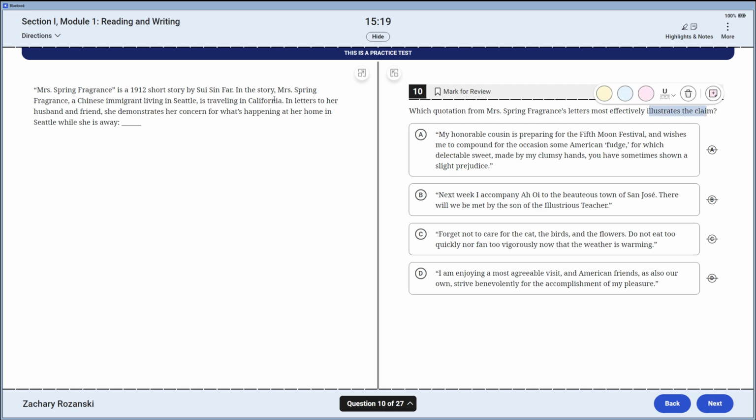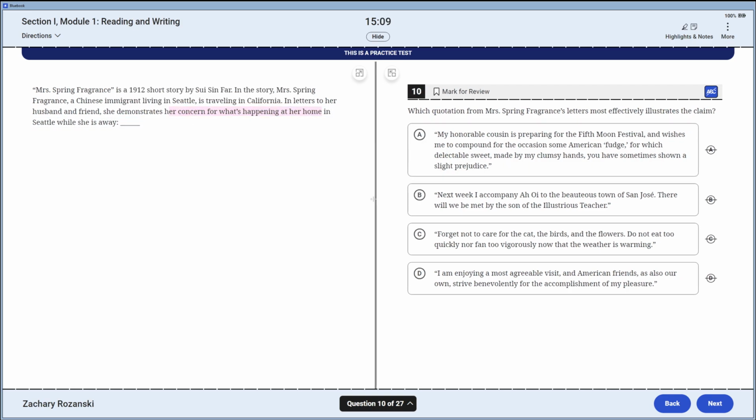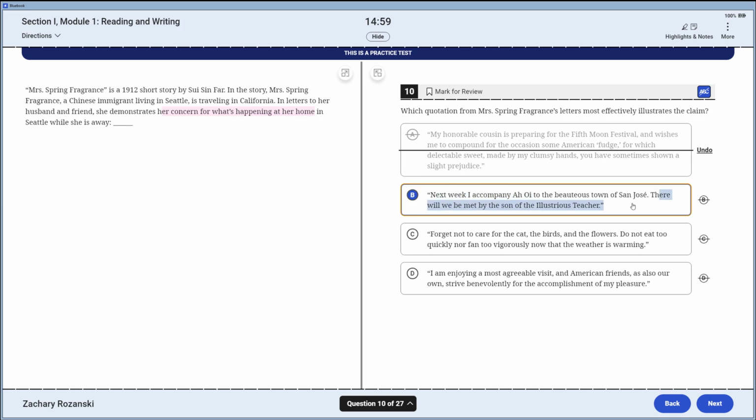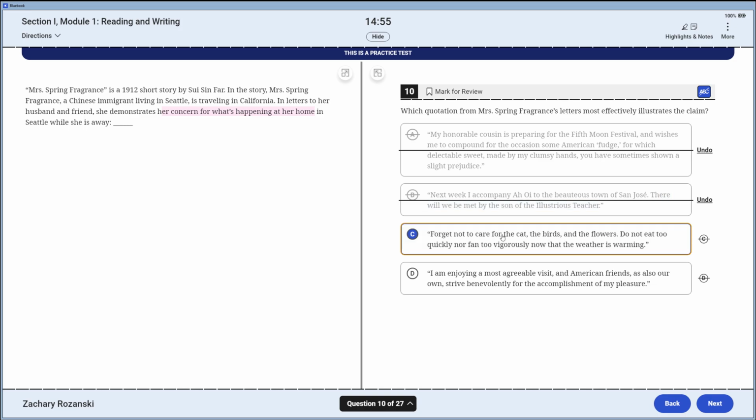We're trying to support a claim. What's my claim? In her letters to her husband and friend, she demonstrates her concern for what's happening at her home while she's away. My most honorable cousin is preparing for me a festival in which this is about her place while she's there. That's not it. We want it home. Next week, what she's doing while she's there. No, that's what she's doing while she's there. Forget not to care for the cat, the birds, and the flowers. Okay. Do not eat too quickly.